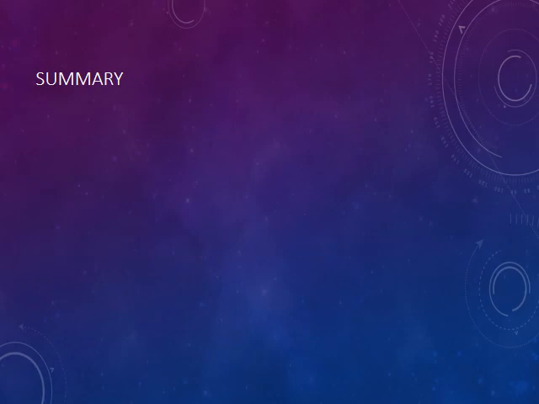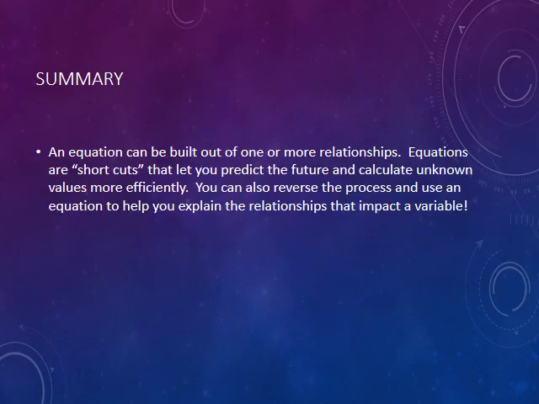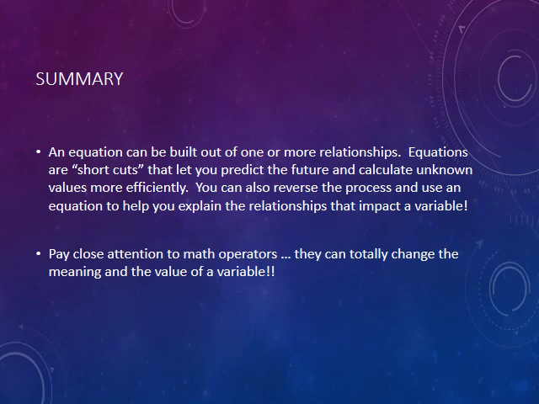So a quick summary of this lecture. You can build an equation out of one or more relationships. Equations are not mystical black boxes. They're actually just shortcuts that let you predict the future and calculate unknown values a little bit more efficiently. Incidentally, you can reverse the process. If you have an equation that you know, you can actually use that to help tell you something about the relationships that are impacting the variables. So it's pretty interesting to go forward and backwards using equations.